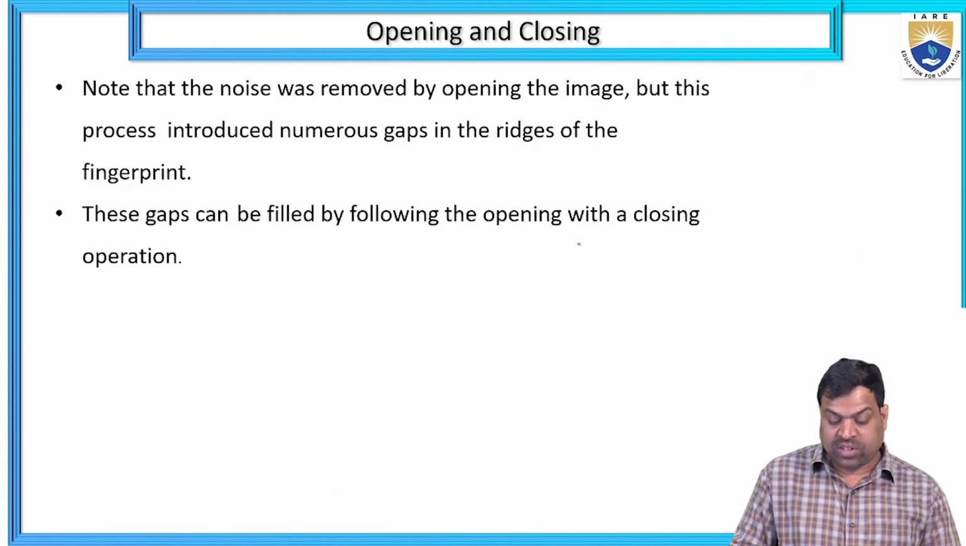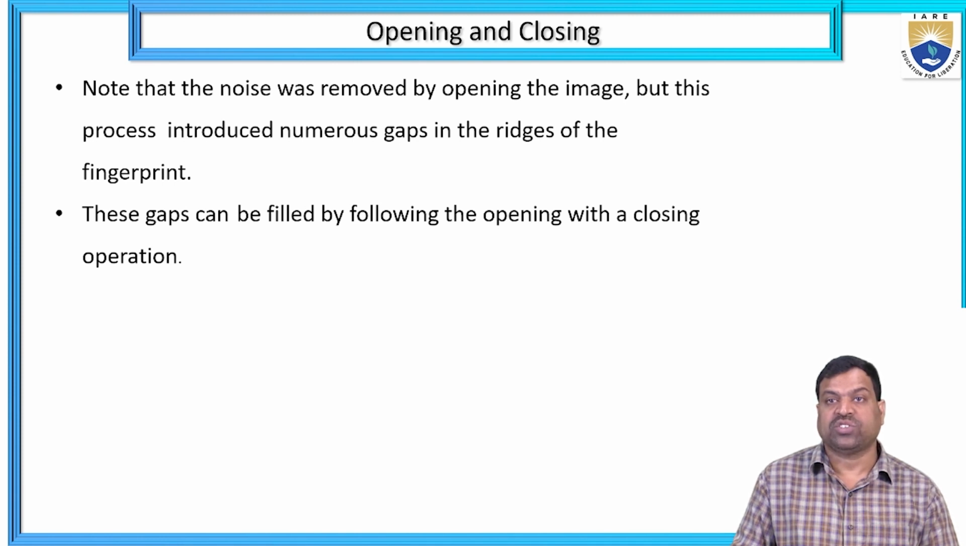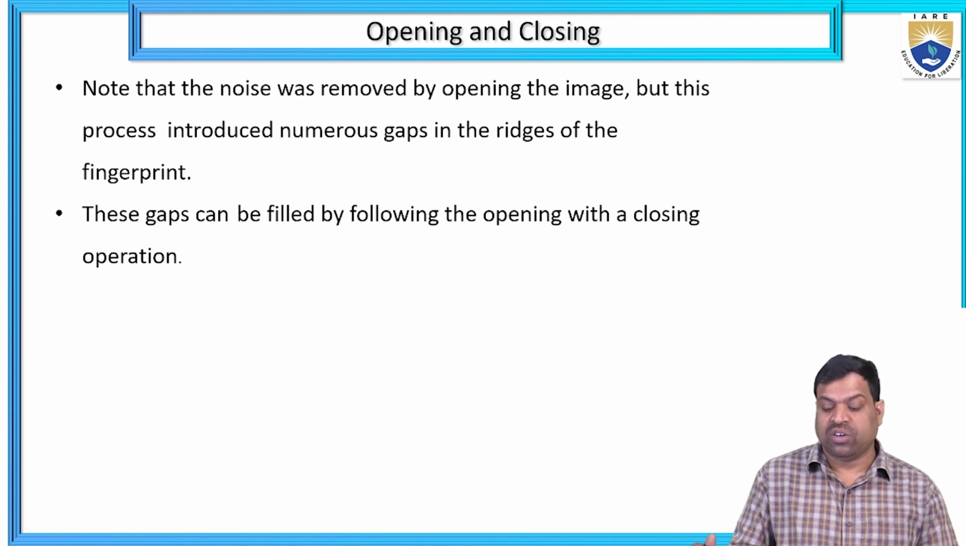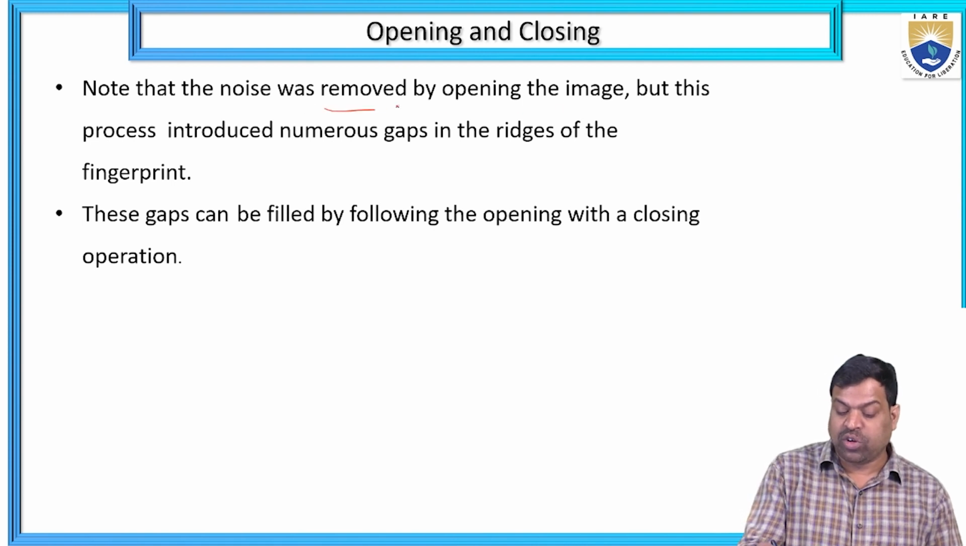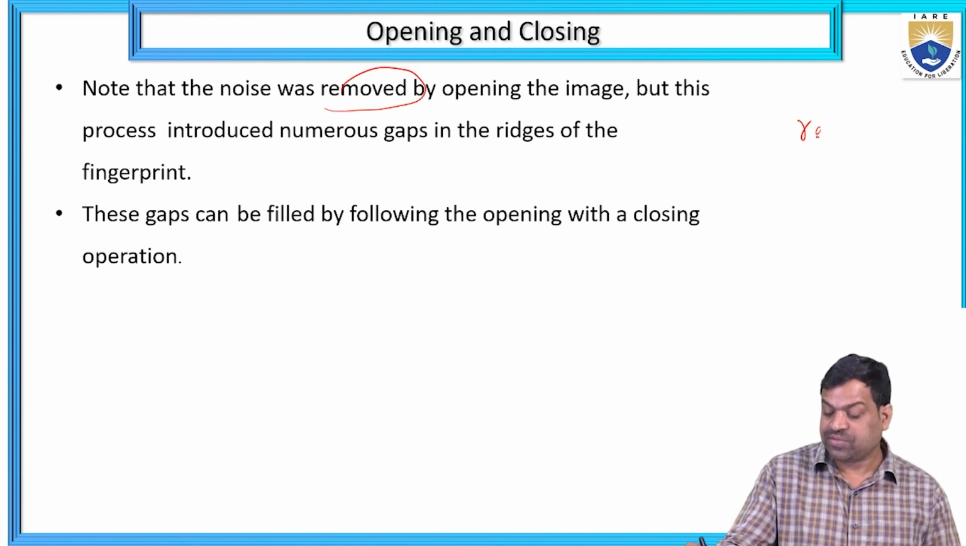Okay. So from the above figure, the noise was removed by opening the image, but this process introduced numerous gaps in the ridges of the fingerprint. So when we go for removing the noise, we combine the opening and closing.